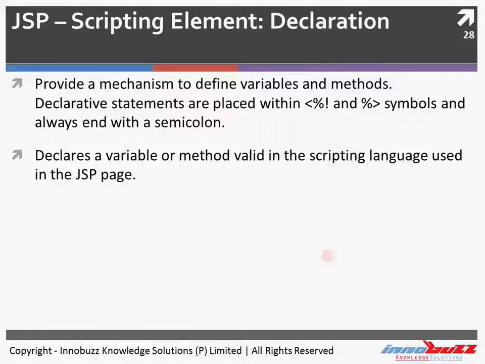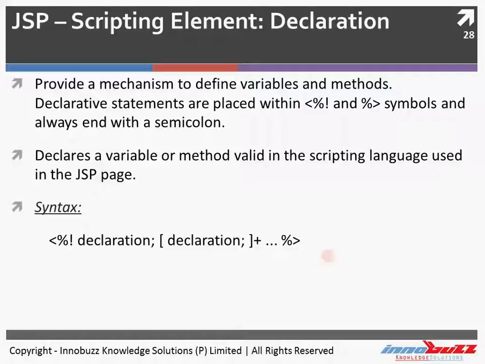It declares a variable or method valid in the scripting language used in the JSP page. All the variables or method declarations used in JSP are declared within this scriptlet followed by an exclamation mark, and that we call a declaration or scripting element of a JSP page. The syntax is very similar: scriptlet followed by an exclamation mark, and in the declaration you can declare any number of variables and any number of methods within a single line followed by a semicolon.